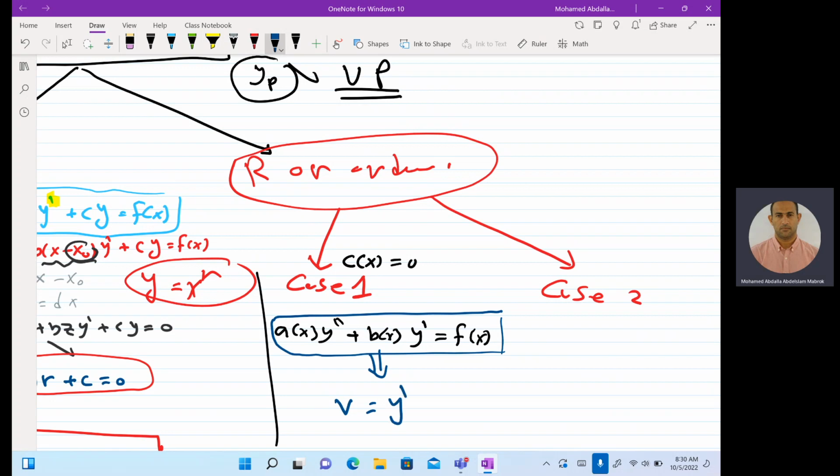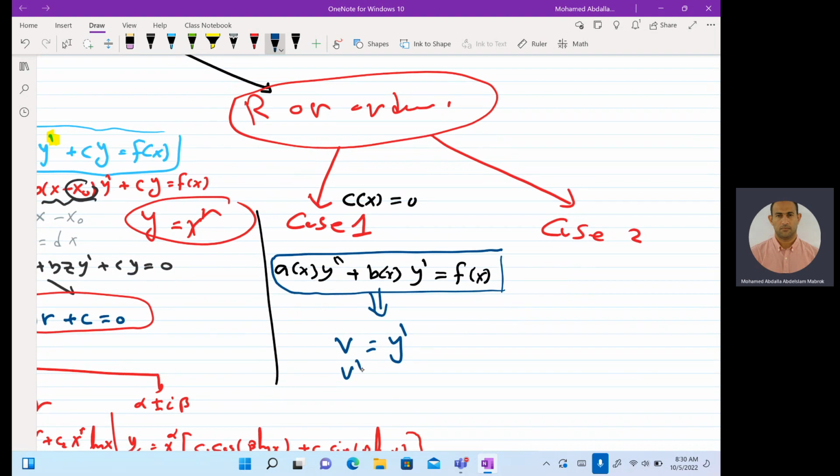Instead of taking y double dash, you are going to reduce the order by 1. So v equal y dash, which means v dash equal y double dash. And then we substitute this into the differential equation that does not have a y. We cannot do this in the case of y, because y in this case would be the integration of v, which is something we don't know, because we don't know v even. So this only works when C of x equals 0, which means the y term is not there.